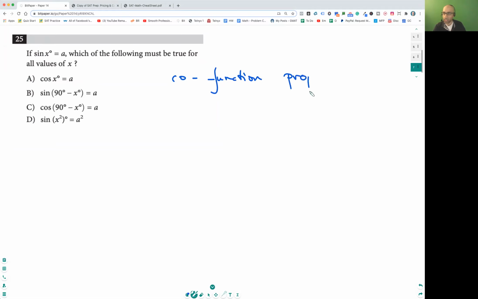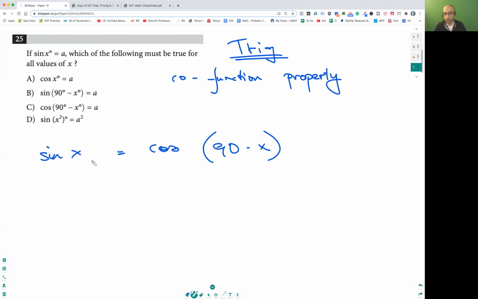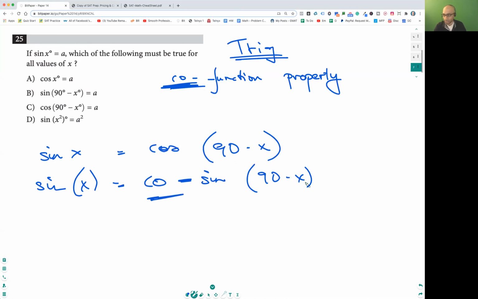Again, this is in my cheat sheet. This is in the drills that I gave. This comes in the trig section of my bootcamp. So what is it? If sine of x is a, sine of x is equal to cosine of 90 minus x. Very important thing. That's why it's called the co-function property. Whatever the sine's value is, it is equal to the cos of 90 minus x. You just need a co here, and you put a 90 minus x here, and then you're done.